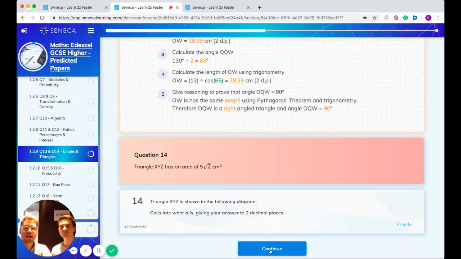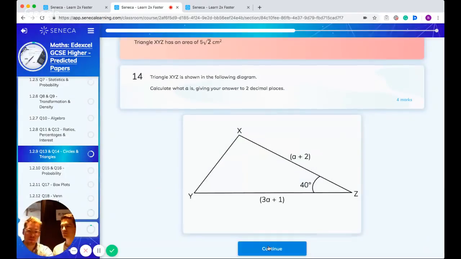So triangle XYZ is shown in the following diagram. Calculate what is from my answer to 2 decimal places. So we've got a nice triangle, and it's lovely and drawn out. It is a cool question.